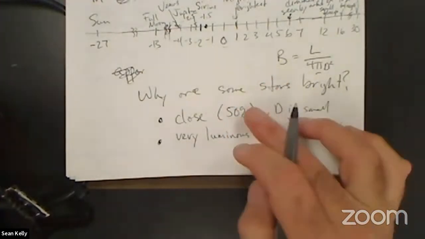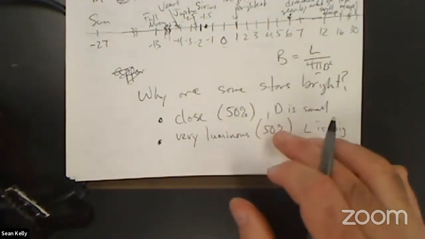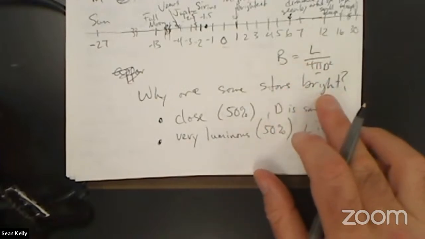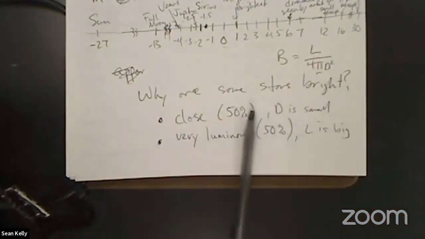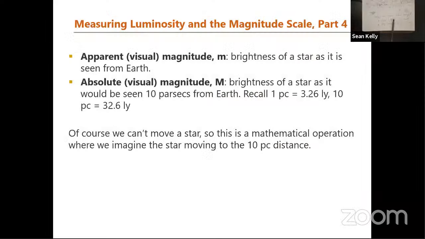Okay. But you see, astronomers didn't like this. They didn't like that there's two ways that stars can be bright. And they wanted to come up with a way to say for sure why one thing is brighter than the other. And so they came up with absolute magnitude. So the absolute magnitude solves the problem a little tiny bit, right? If you look at absolute magnitude, all of the stars are going to be 10 parsecs from the Earth. They're not going to be different distances. So this little statement here, obviously, we can't move a star. So this is a mathematical operation. And we move the star mathematically to a distance of 10 parsecs.